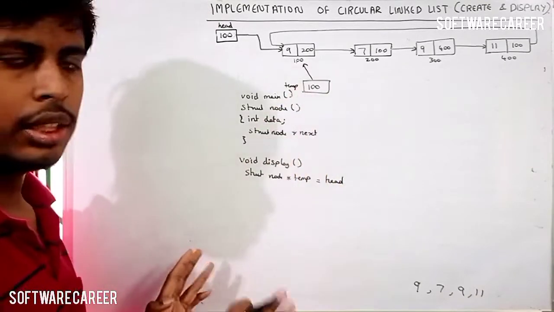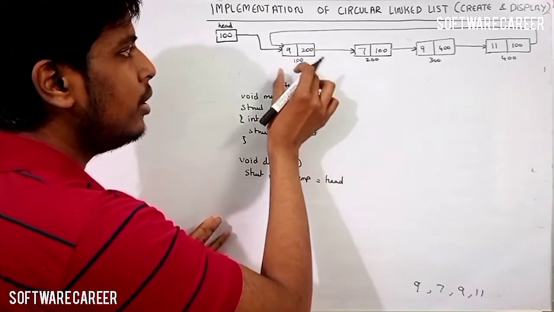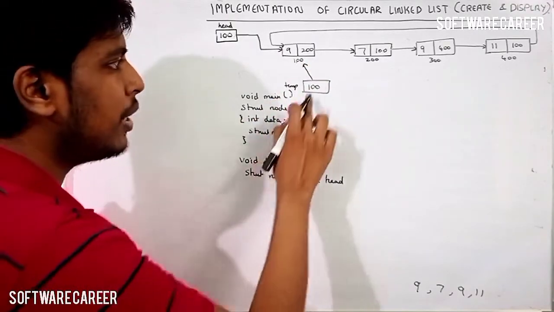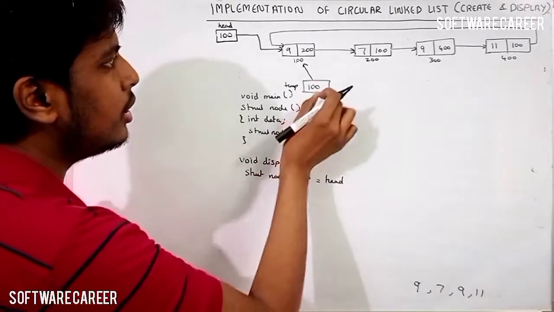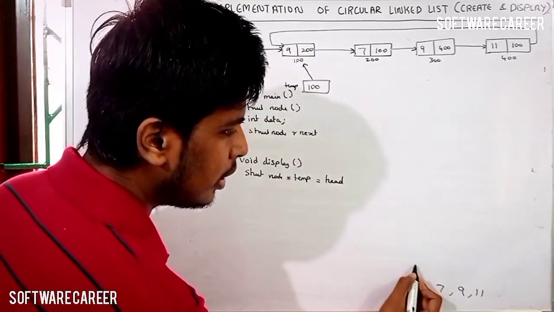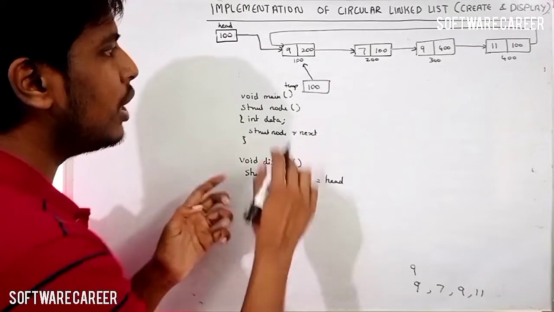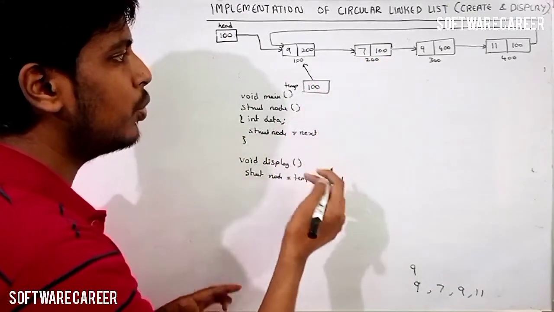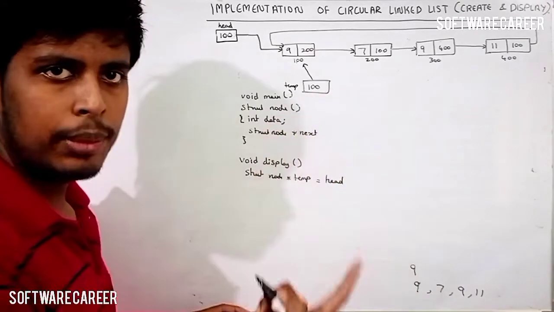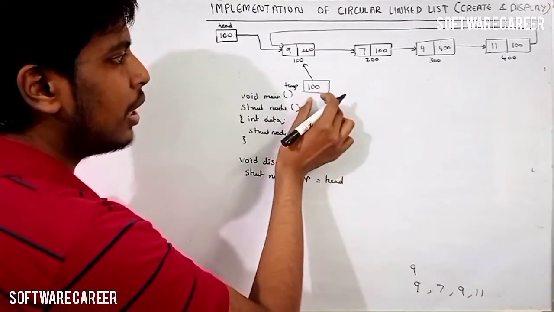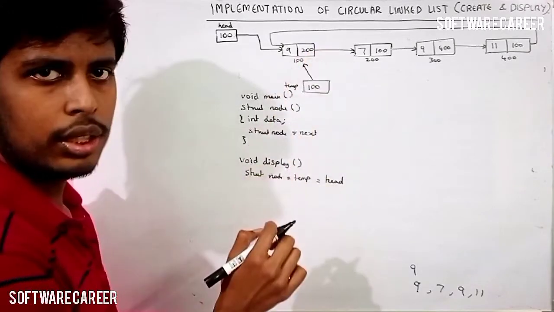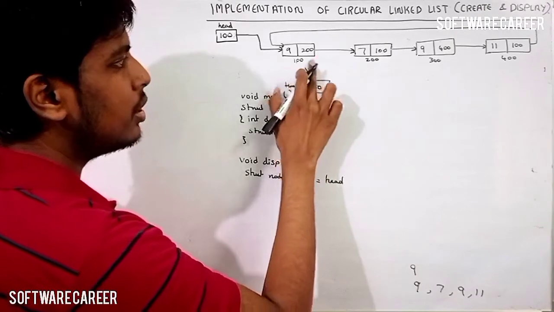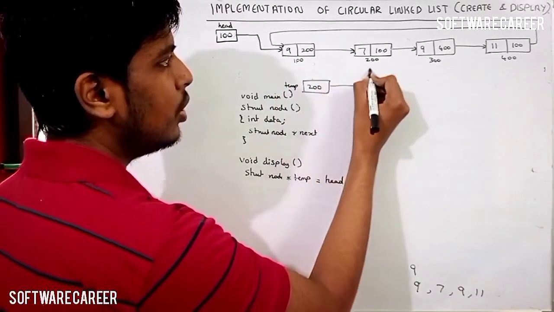Now I have created it. The next step is you should print the data present in this node, the temp node. Temp address is 100. So 100's data is 9. So 9 gets printed. Now the next step is you should move temp to the next node. How can you move? You should make temp equals to temp next. Temp is 100. 100's next is 200. So I should update this value to 200. If I update it, this pointer points towards the second node.